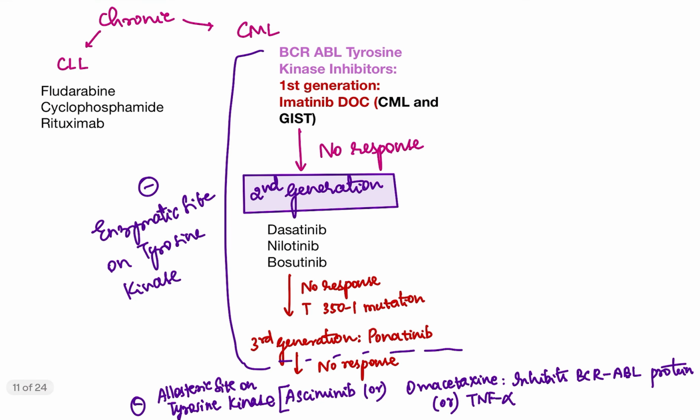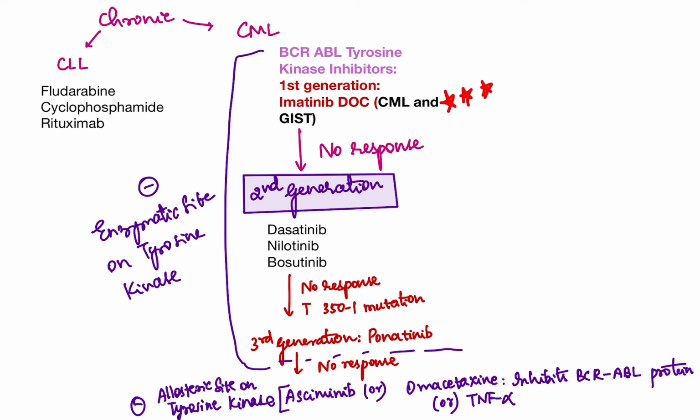The next is chronic malignancies, which includes hematological malignancies, which is CLL. For CLL, you give fludarabine, cyclophosphamide, and rituximab. Fludarabine, cyclophosphamide, and rituximab for CLL. The next is CML. For CML, the drug of choice is BCR-ABL tyrosine kinase inhibitors. The first generation imatinib is the drug of choice for CML and GIST. Imatinib is the drug of choice for CML and GIST. This is very, very, very important.